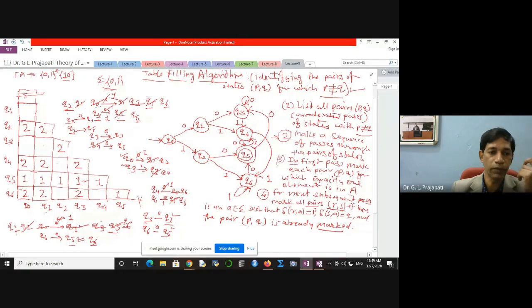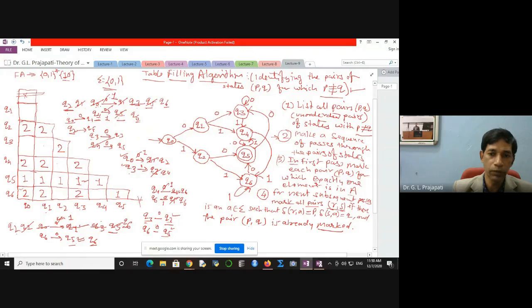Now we need to consider whether we can mark Q0 and Q1 or not. From Q0 getting 0, we are going to Q1. From Q1 getting 0, Q3. So Q1, Q3 is not marked. Now consider other inputs. If you are at Q0 getting 1, you are going to state Q2. And if you are at Q1 getting 1, you are going to state Q4.